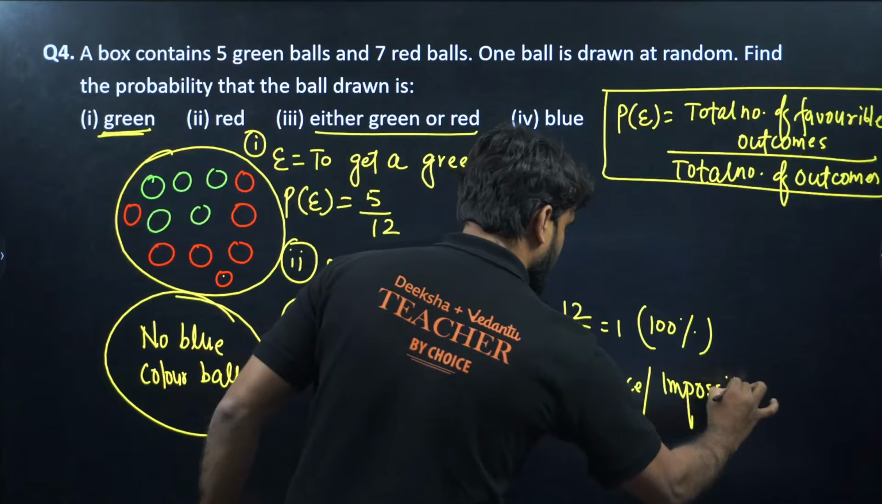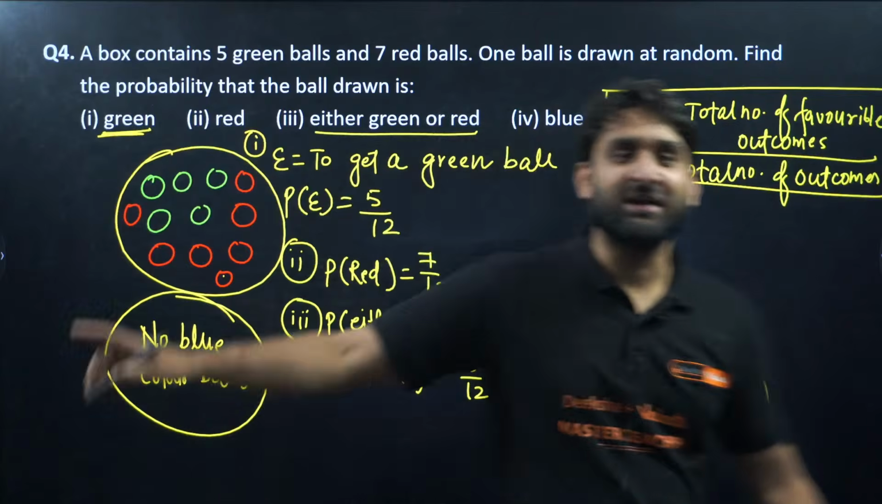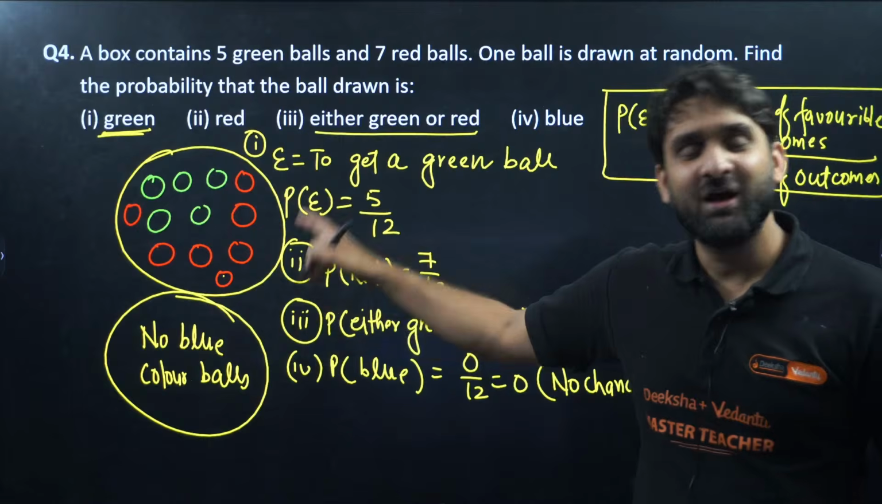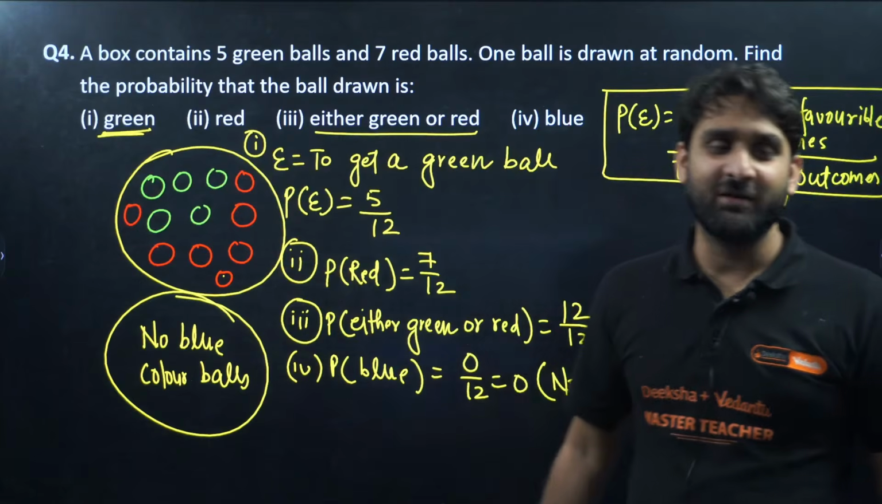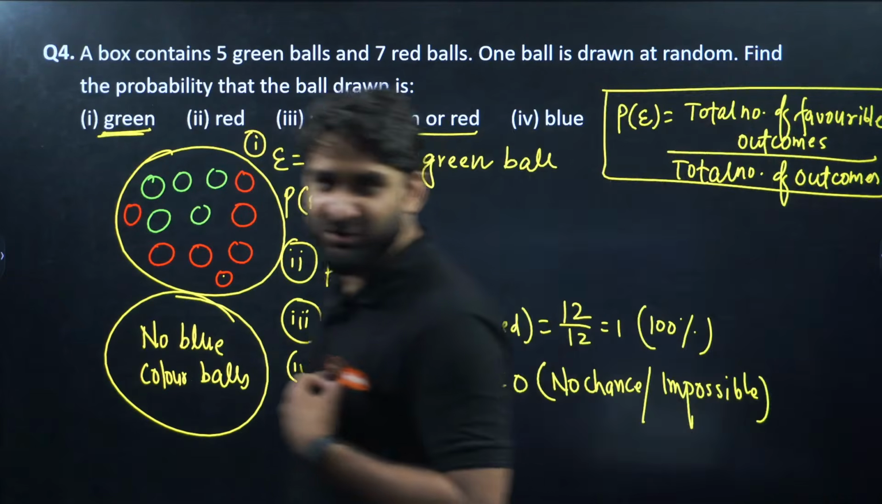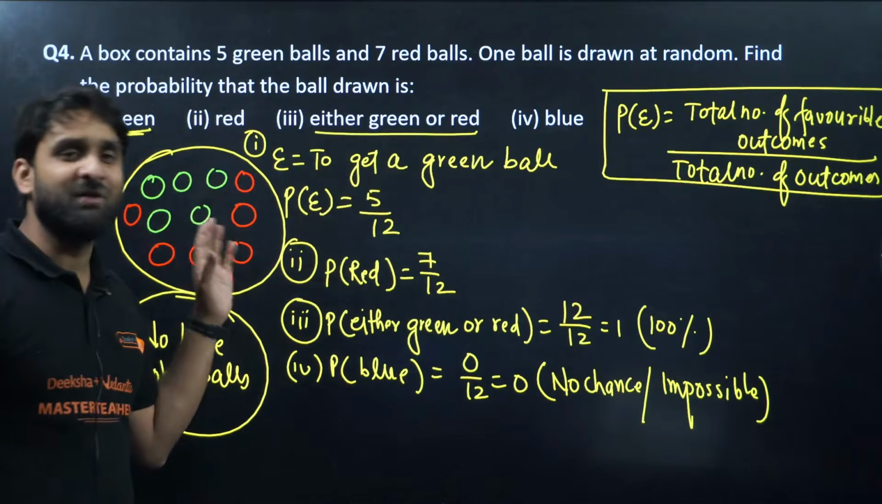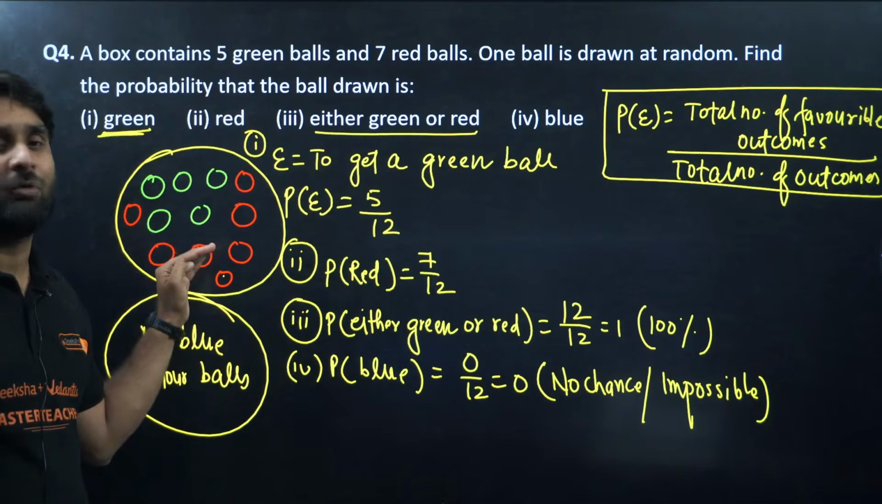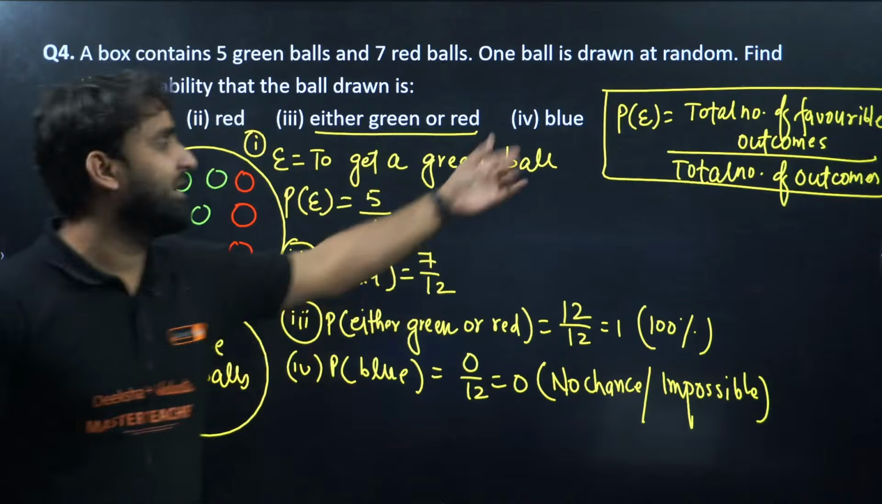This is impossible. If the box contains only green and red balls, how is it possible to pick a blue one? Are we magicians? We are not magicians. If the box contains only green and red balls, there is no possibility to get a blue ball from the box.